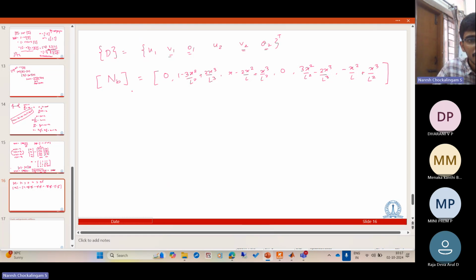So the objective of doing this is I want V of x equal to NB times D. D is 6 cross 1, where I'm also including the degrees of freedom U1 and U2. But V of x cannot depend on U1 and U2. V of x can depend only on the slopes and the transverse displacements of the two ends. Actual axial displacement should not get into the interpolation for V of x. So I have to make the coefficient 0. Corresponding to U1 I'm putting a 0, corresponding to U2 I'm putting a 0. So this is 1 cross 6. Fine.